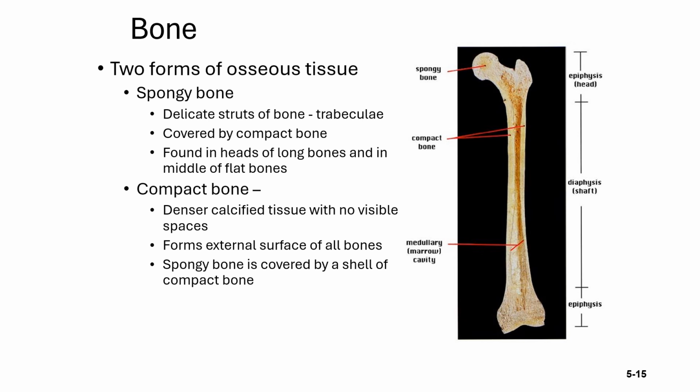Now, compact bone is dense calcified tissue with no visible spaces. It forms the external surface of all bones, and spongy bone is covered by a shell of compact bone. That's what you see here. You can see the spongy bone in the head, covered by compact bone, and here again in the shaft of the long bones, you can see spongy bone, but it's covered by compact bone.